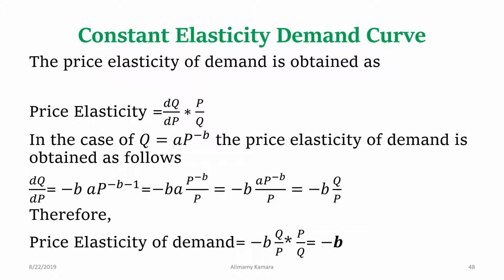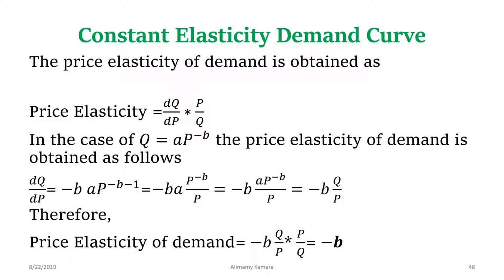So it's obtained as what? The price elasticity at a particular point is what? The dQ/dP multiplied by P over Q, right? The dQ/dP times P over Q. Now let's take, for example, in this case, we have Q equals A times P to the minus B.